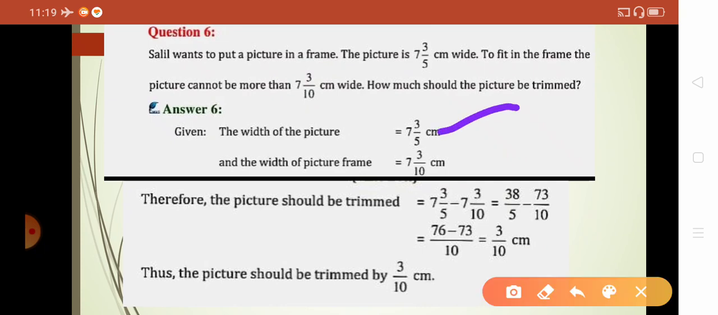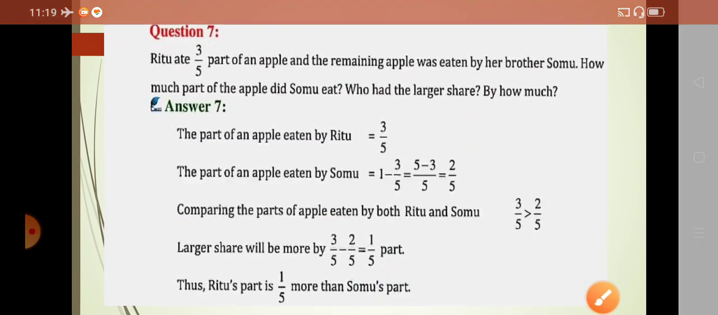So the width of the picture is given to you and the width of the picture frame is given to you. Therefore the picture should be trimmed 7 is to 3 by 5 minus 7 is to 3 by 10. So the value comes out to be 3 by 10 centimeter.